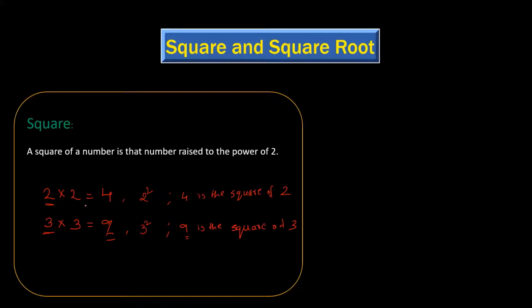What is the square? The square of a number is that number raised to the power of 2. It means we have to multiply the number by itself. We have to multiply the same number 2 times. That answer is called the square of a number. Next.